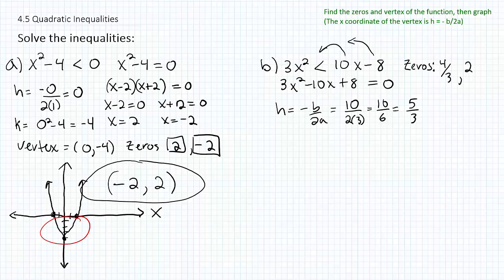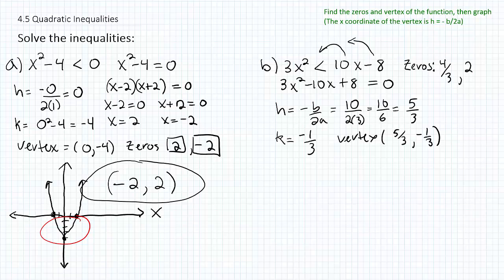And then if you want to plug that into your function, you can get the k coordinate if you're interested in that. Again, we don't strictly need that because you can just figure out where the vertex has to be based on the structure of the parabola. But let's plug it in. If we wanted to see what it is, we could do that. And if you do that, you end up getting -1/3. So again, we don't need to have that k value, but if you want to plug the h into the function and figure out what that gives you, you can get the -1/3, and it helps you figure out that the vertex, of course, is then at the point 5/3, -1/3.